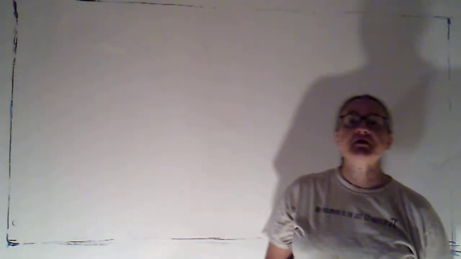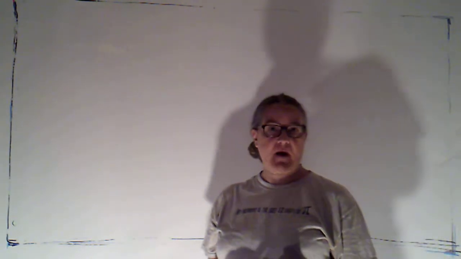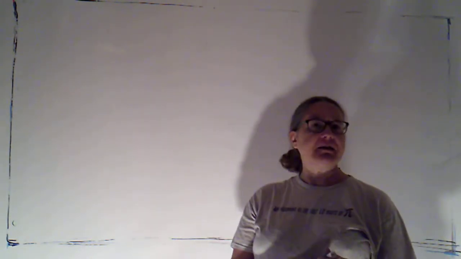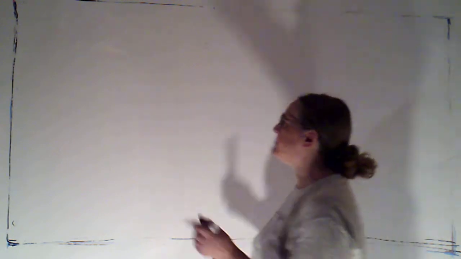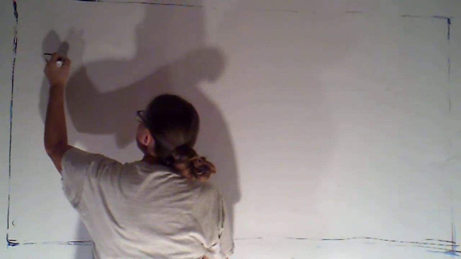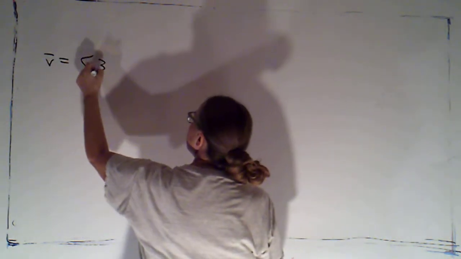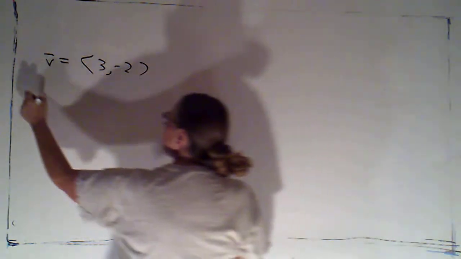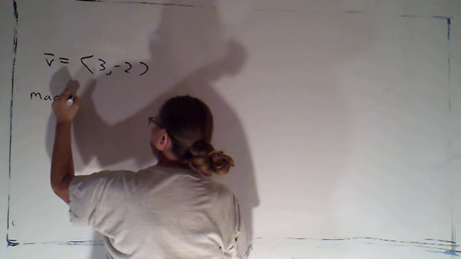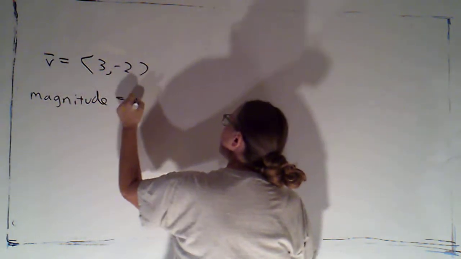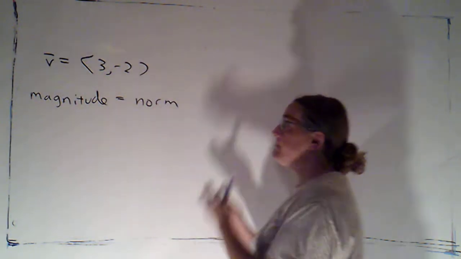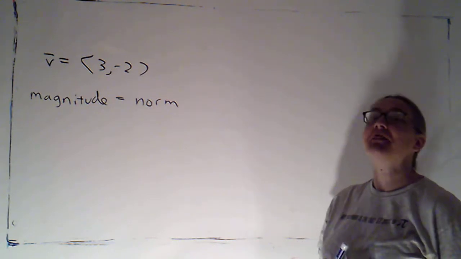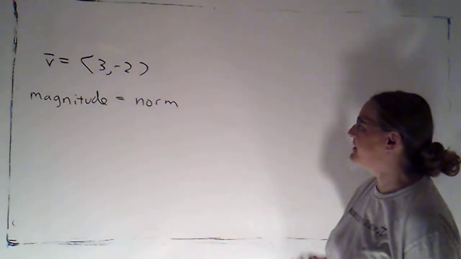So we know that vectors have both a magnitude and a direction. What I want to do right now is just focus on the magnitude for a moment. So let's start with an example in 2 space. Let's suppose I've got the vector v is 3, -2. If I want to talk about the magnitude, that's also called the norm, and both of those are just fancy words for the length of the vector.